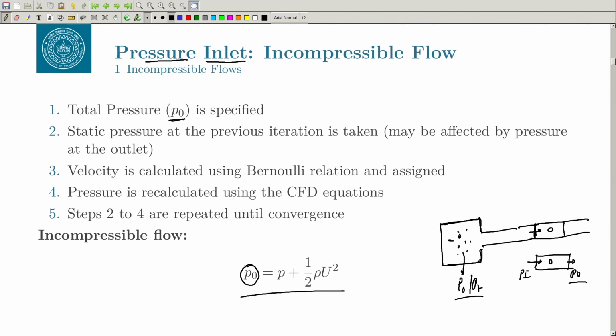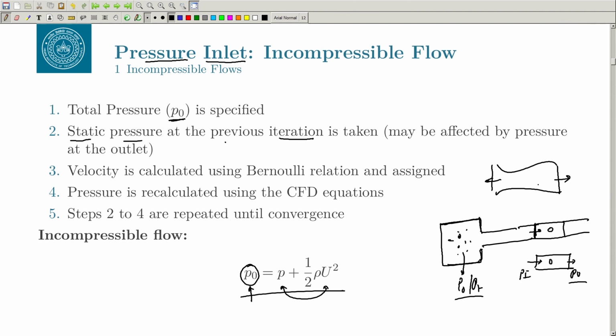So, your P naught is fixed, and you allow this P to vary in such a way that your P naught is fixed. You will have some initial condition at t equal to 0, you have to specify some initial condition, and the static pressure will be taken from the previous iteration. And it also depends on what kind of outlet you have. Let us say at the outlet you have a nozzle, and you are putting some kind of back pressure here, right. The back pressure will also affect the pressure on this side.